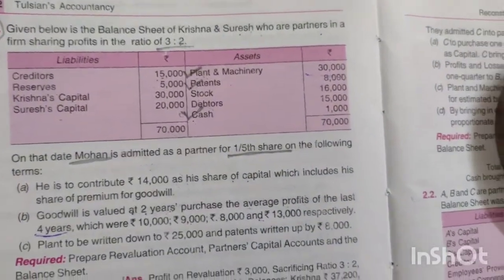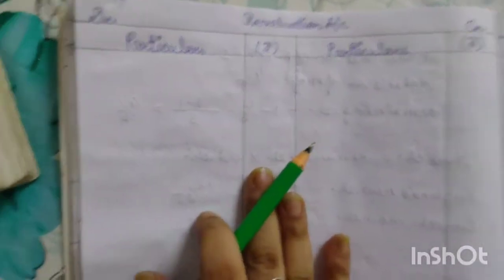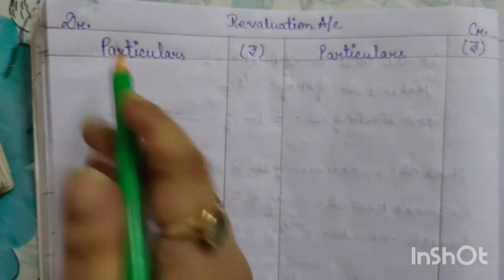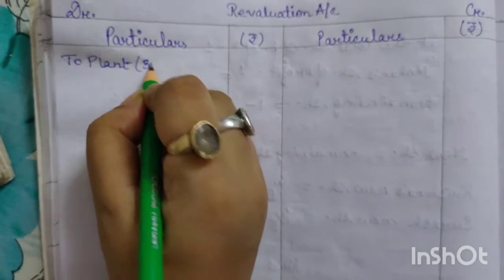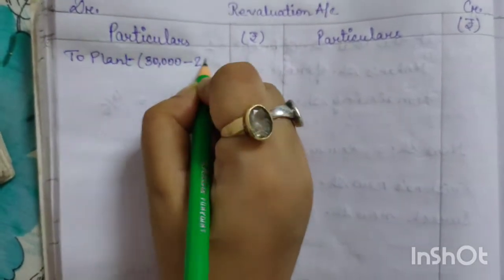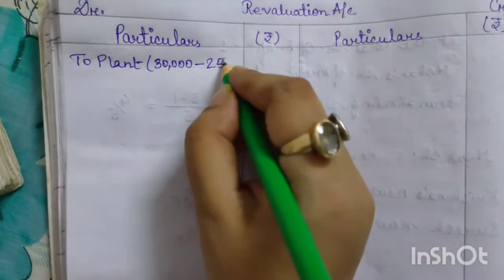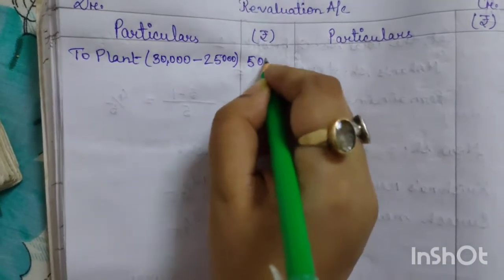So decrease in asset, in revaluation account we should record it in the debit side. So to plant, how much is it reduced? 30,000 minus 25,000, it will be 5,000.